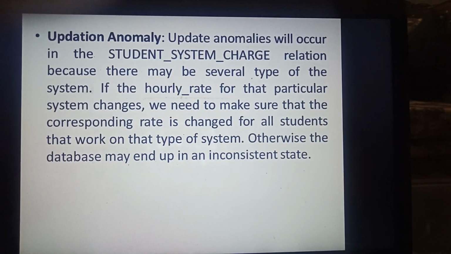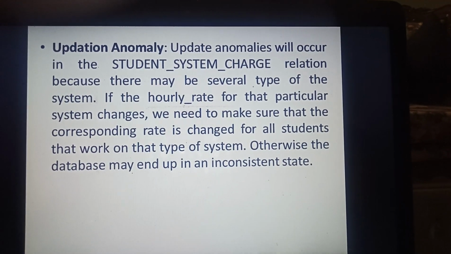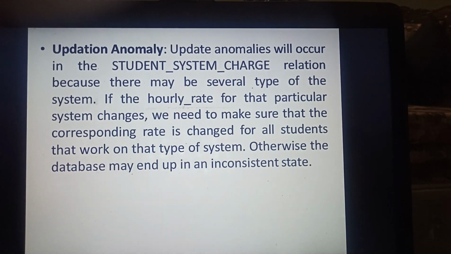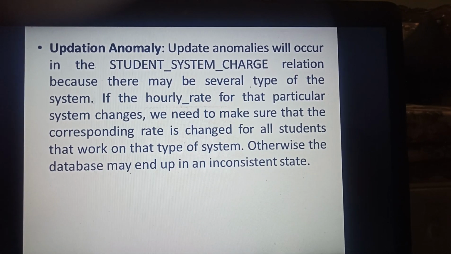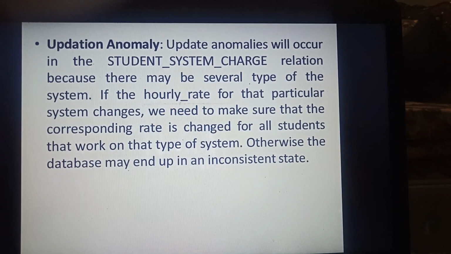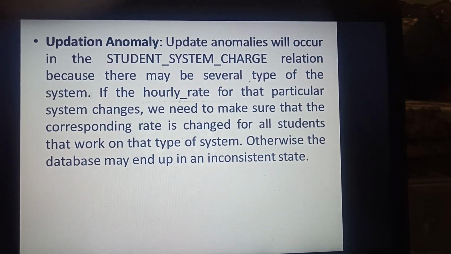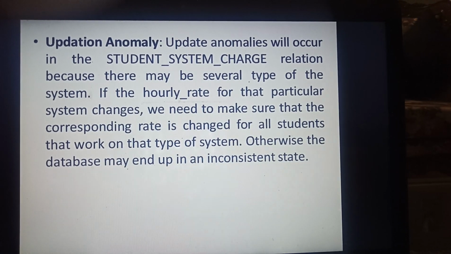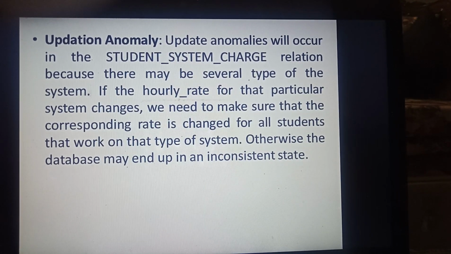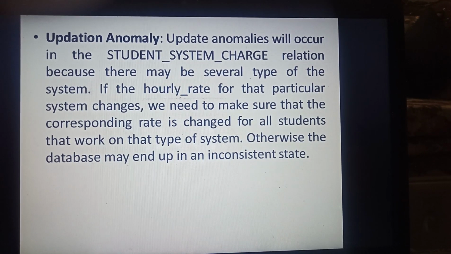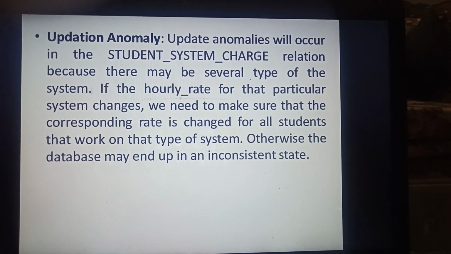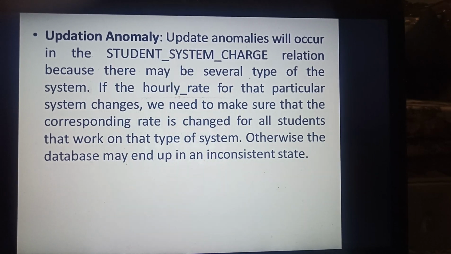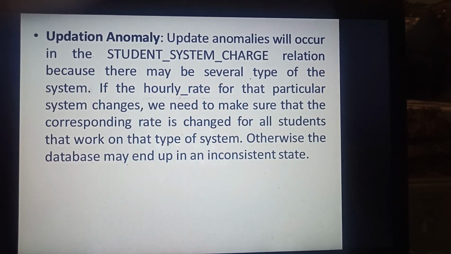And last we have update anomaly. Update anomalies will occur in the student system charge relation because there may be several types of system. If the hourly rate for a particular system changes, we need to make sure that the corresponding rate is changed for all students that work on that type of system. Otherwise the database may end up in an inconsistent state.